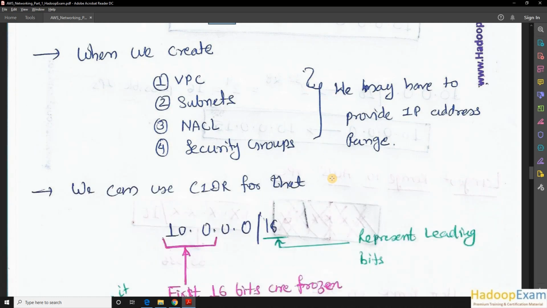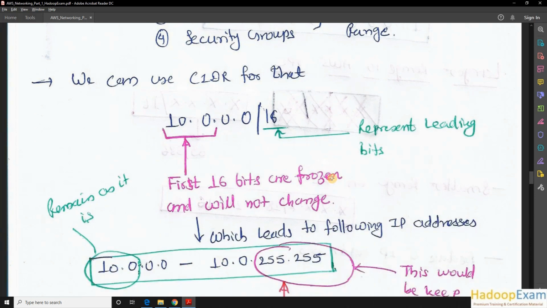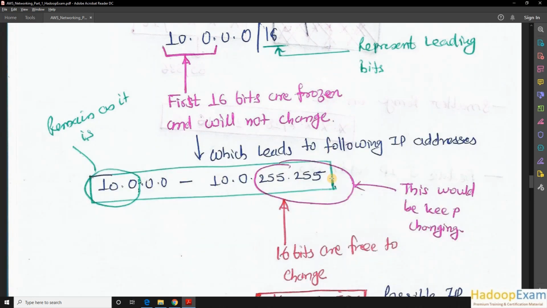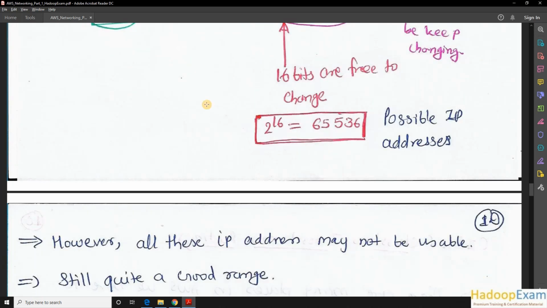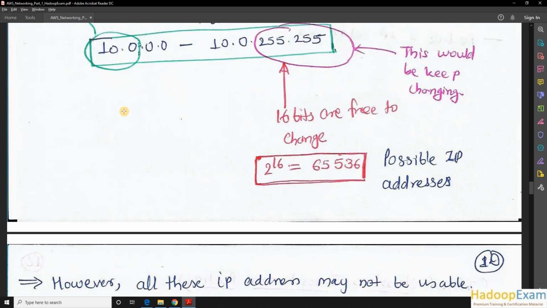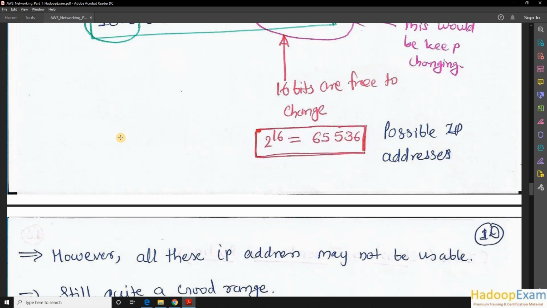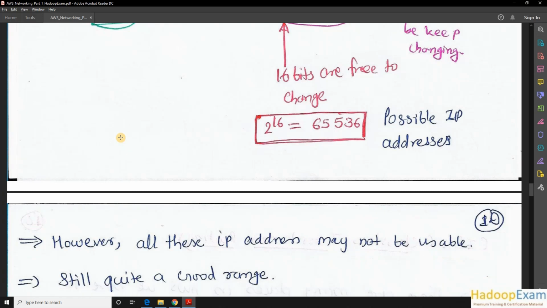We can use CIDR for that. So it represents leading bits, which we have already discussed. So 2 raised to power 16 is 65,536, memorize it, 65,536. There is a reason I am saying this. However, all these IP addresses may not be usable. In this range 10.0.0.0/16, we are getting 65,536 IPs, but all of these IPs again may not be usable. Remember this, why, I'll tell you a little later.